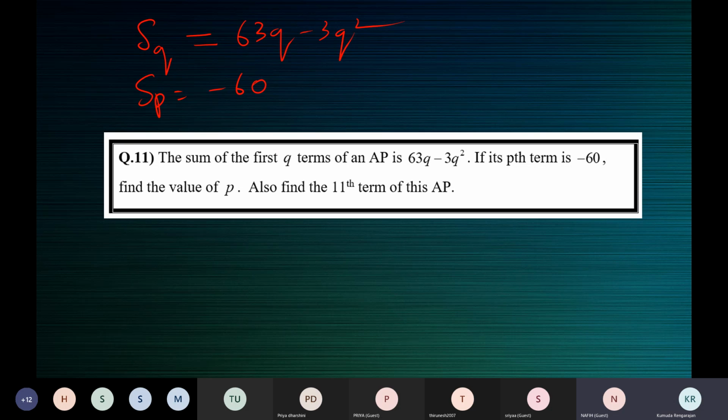So children, whenever you're given Sq or Sn, you can generate the AP itself. If information like the nth term An or Sn is given, you can generate the AP itself by giving values for n: 1, 2, 3, 4, 5.